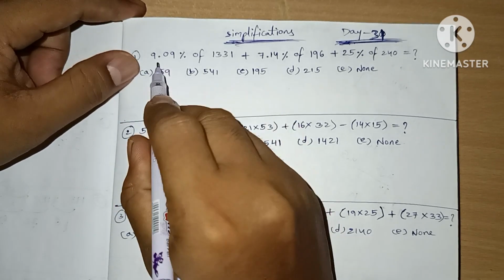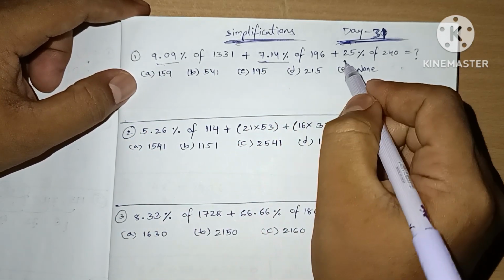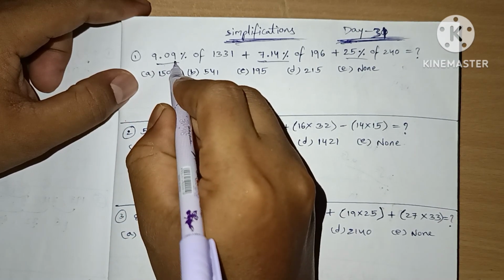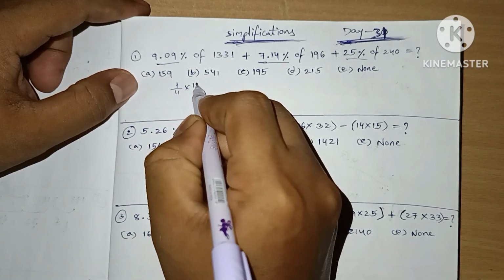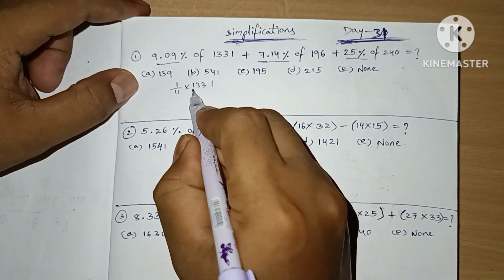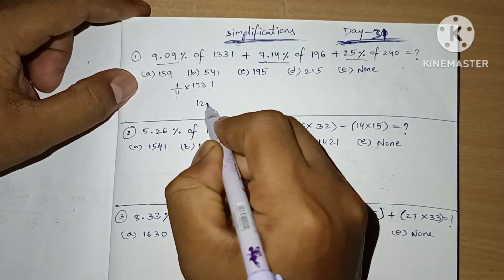First question. Here in this question we need to know the fraction value of these percentages. Here 9.09 percentage is nothing but 1 by 11. 1 by 11 of 1331 will be, this is 11 cube, so divided by 11 will be 11 square. 11 square will be 121.